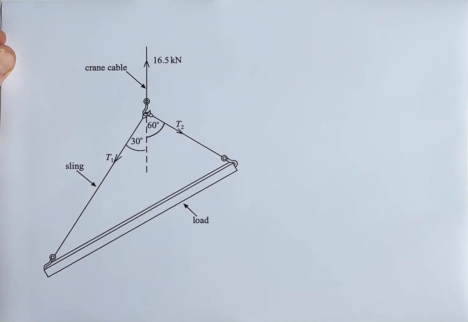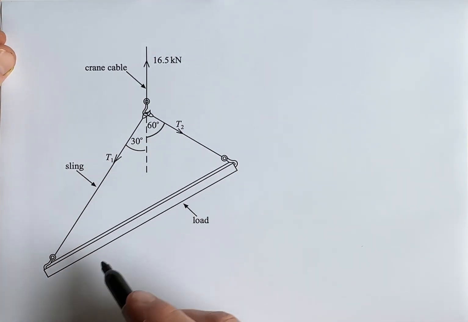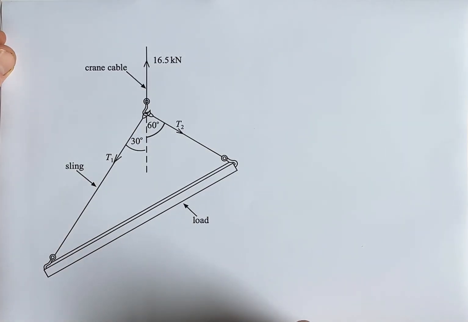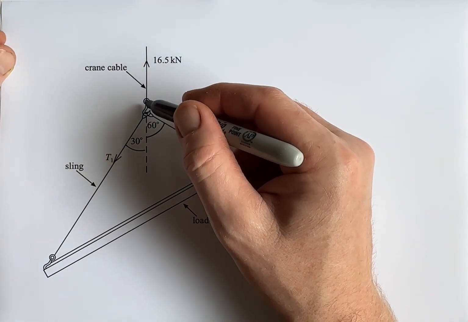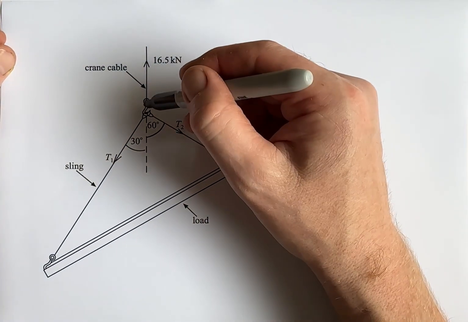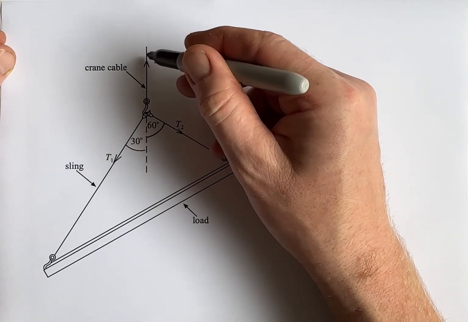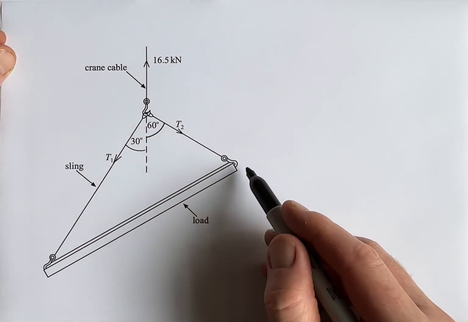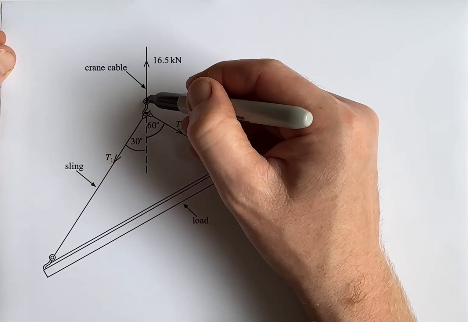Now, the situation we've got here is that we're assuming this girder is just hanging from the hook. It's not moving up or down, it's just suspended in the air. As a result, we can deduce that we've got this upward 16.5 kilonewton force, this force of tension in the cable here. And then we've got these tension forces acting here, pulling down on the hook. This cable's pulling up on the hook.